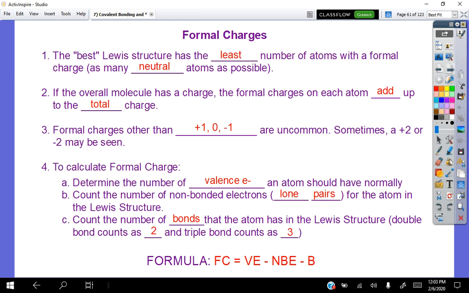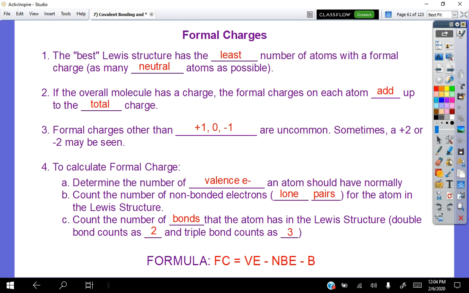And that uneven distribution of electrons will matter later on when we look at things like polarity and intermolecular forces. So to calculate our formal charge, we have to determine the number of valence electrons that a particular atom should have normally, aka look it up on the periodic table. If I'm trying to figure out a formal charge of a particular carbon, I know that carbon has 4 valence electrons, and everything is going to be done in context of those 4 valence electrons. We're then going to count the number of non-bonded electrons, aka the number of dots, or the number of electrons taken up by lone pairs.